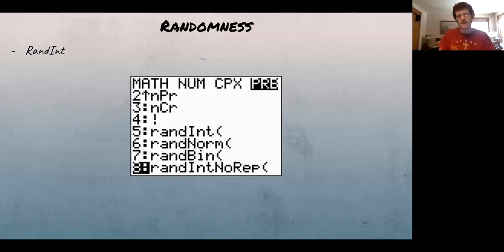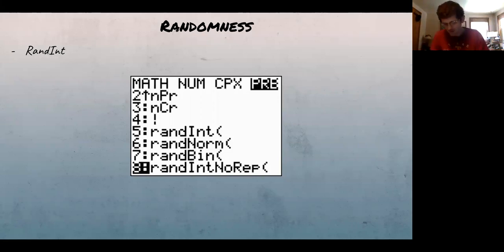So this is where you'll want to have your calculator handy. You have to hit your math button, and you go over to the very last option, which is probability. You can see it on your screen right there. And the option you want to go down to is number 5. And you have 2 ways of using random integers. Because when you first get this, it's going to go back to your main screen. You can see it. It's just random integer with an open parentheses.